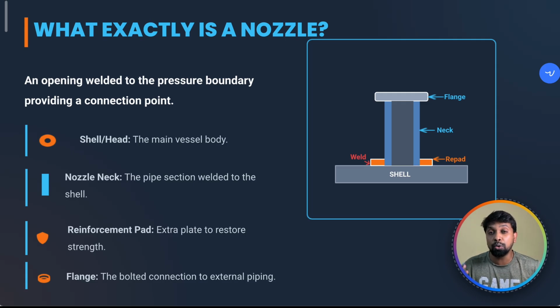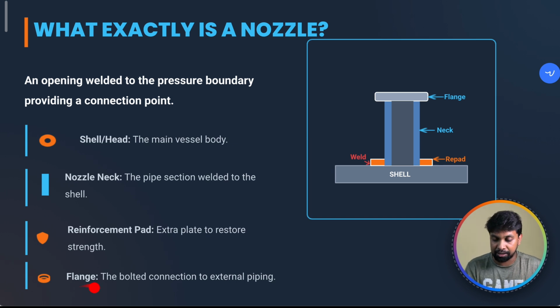Because if it is a huge pressure, for high pressure systems, mostly steam drums, we can't satisfy the requirement with normal pipe thickness. So at those times we go for a forging. Reinforcement pad. Here you can see the reinforcement pad. The reinforcement pad is an extra plate to restore the strength. We will see everything in detail in further slides.